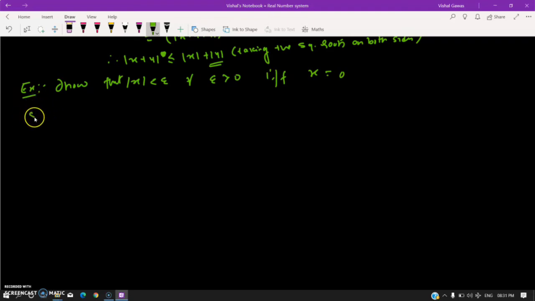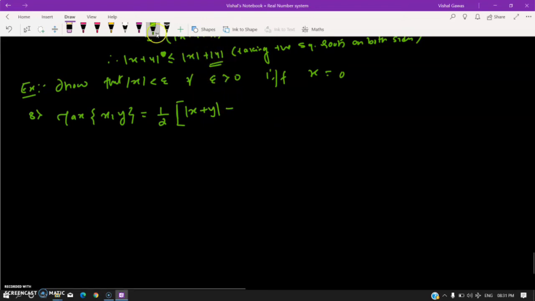Then property number 8, if I'm not wrong, what we need to prove is that the maximum of any two numbers x and y is equal to half times absolute of x minus y, sorry, plus x plus y, right? Proof. Let's quickly get the proof done.